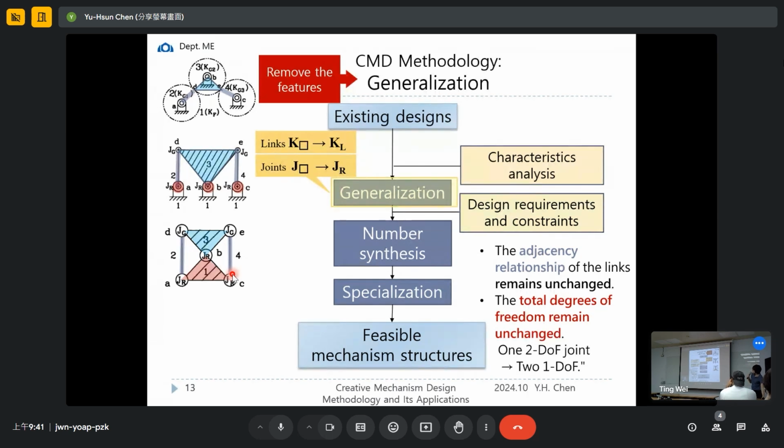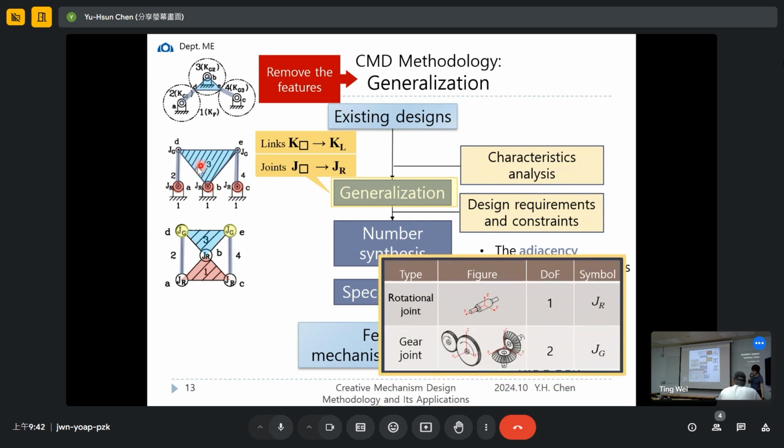So for example, as the definition, over here we have two gear pairs, two gear joints. And by definition, the gear joint has 2 degrees of freedom. Here, if that is 2 degrees of freedom, it can become one more link with two joints, each with a single degree of freedom. However, the total degrees of freedom should be the same. Okay, those are the 2 rules for the generalization.